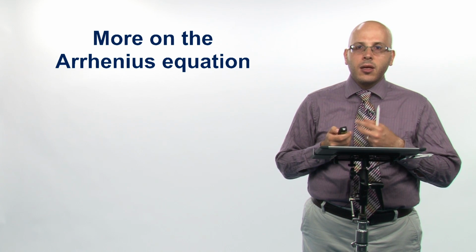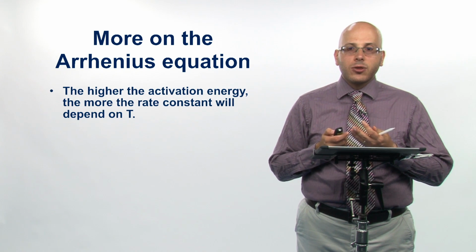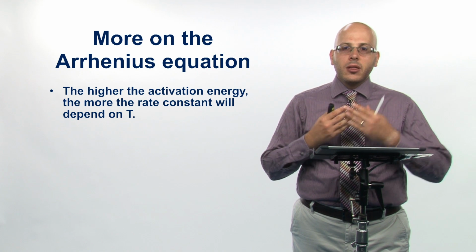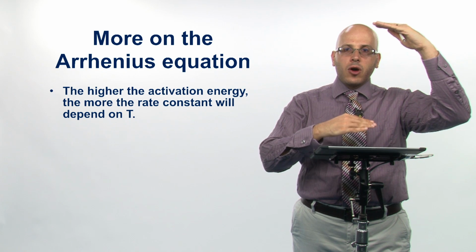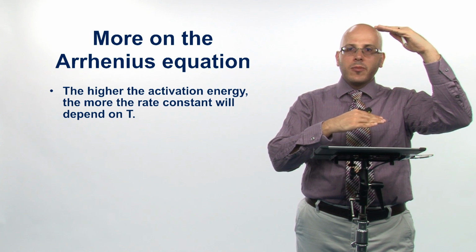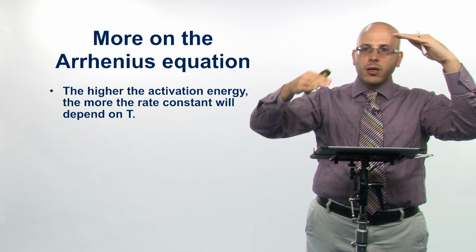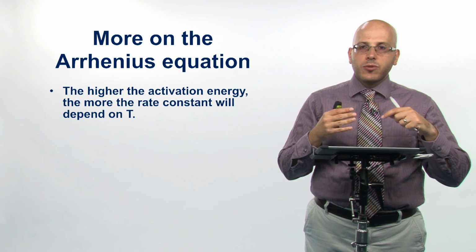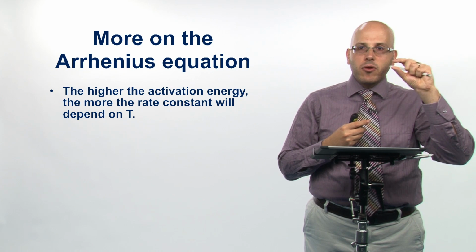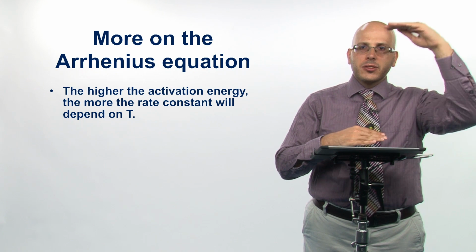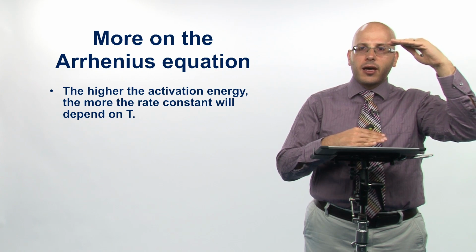Which basically means that the higher the activation energy, the more the rate constant will depend on temperature. The higher the activation energy, the harder it's going to be for that reaction to happen because I'm going to have fewer and fewer molecules with enough energy to cross over and form products. So relatively fast reactions have very small activation energies, and very slow reactions tend to have very high activation energies.